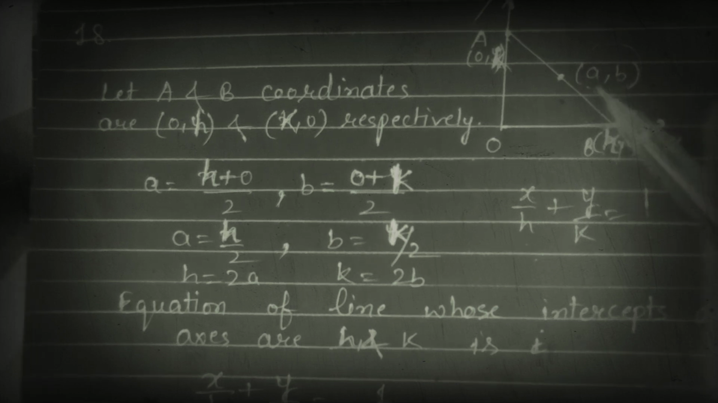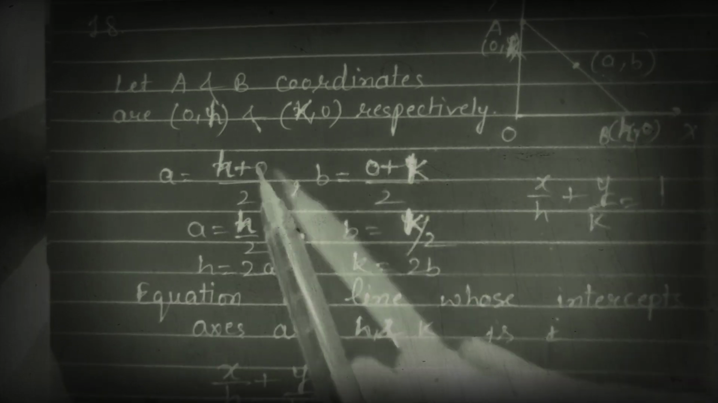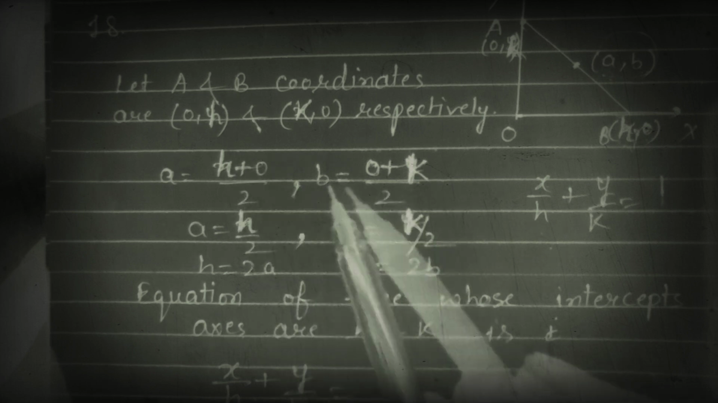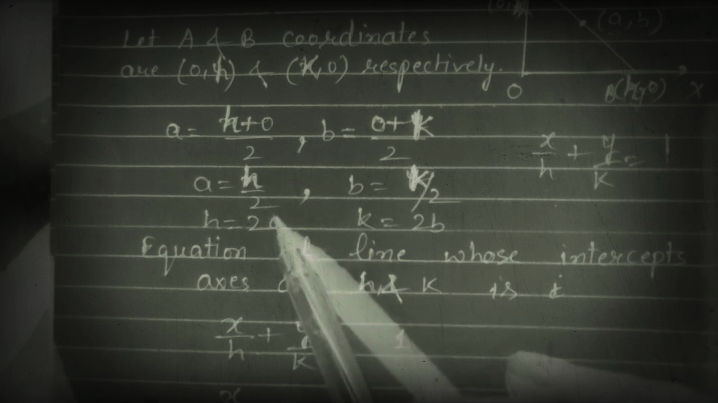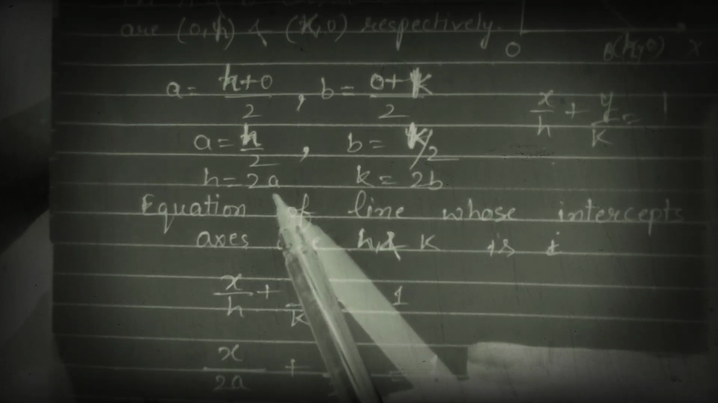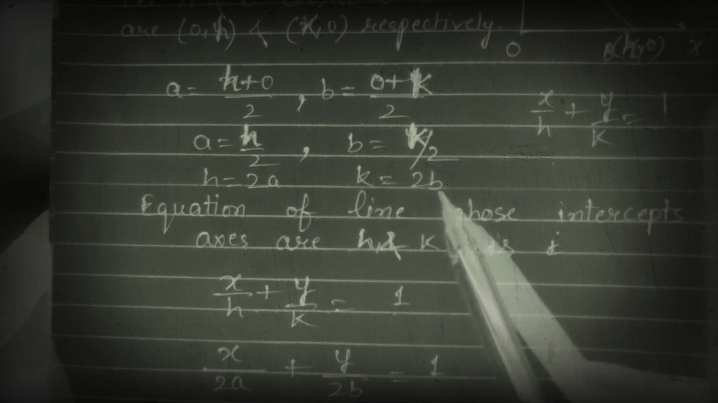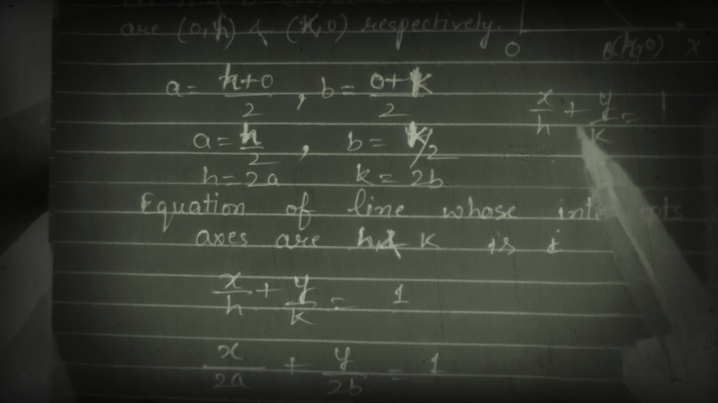So we know that a is the midpoint of 0 and h, and b is the midpoint of k and 0. So we can write a is equal to (0 plus h) upon 2, and b is equal to (0 plus k) upon 2. Then we get a is equal to h by 2, b is equal to k by 2. That means h is equal to 2a and k is equal to 2b. Then we will put the values of h and k in this equation.